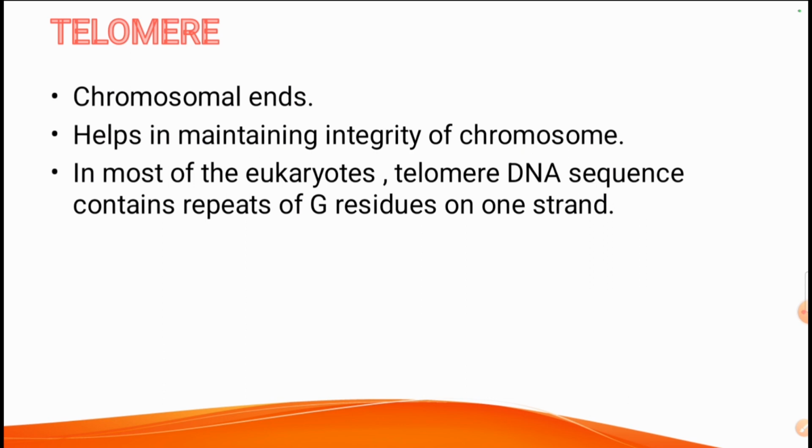You can understand it this way: in the chromosome, the terminal end is called the telomere. You know that the chromosome is made up of DNA. So at the end portion, the DNA where the telomere is found is rich in guanine residues. If one strand has guanine residues, then obviously the other strand will have cytosine residues. So we can say it is a GC-rich region. Got it? Guanine and cytosine.